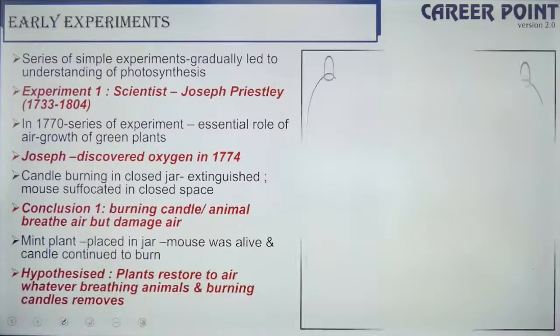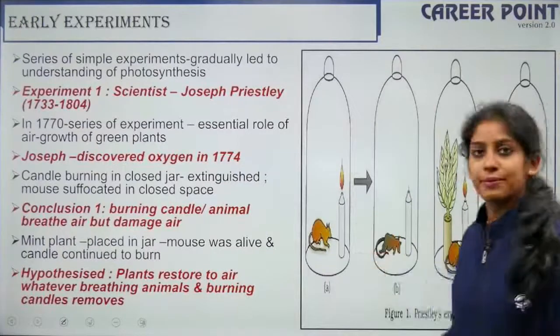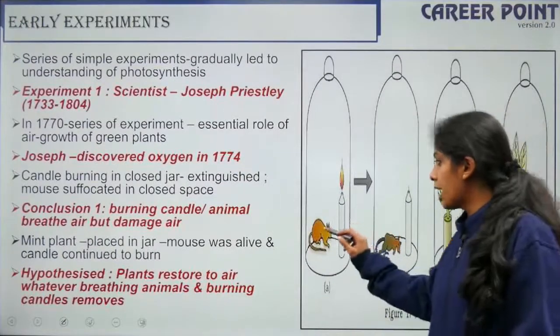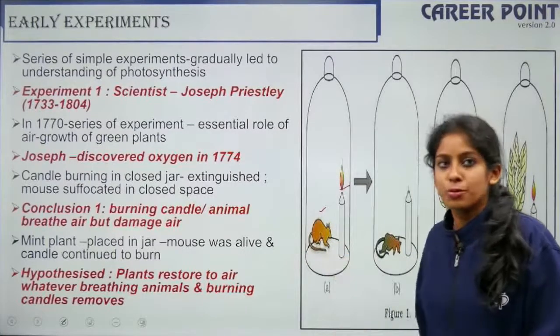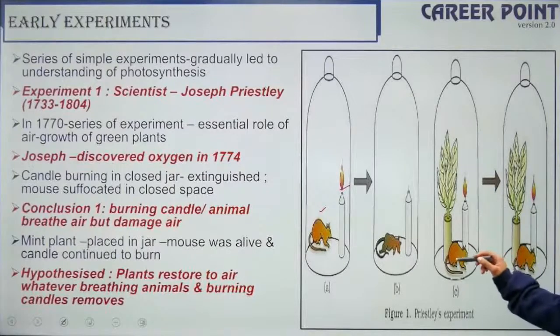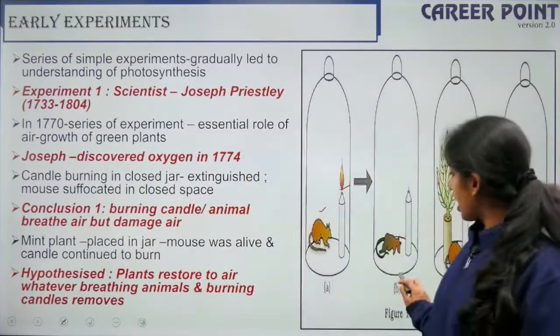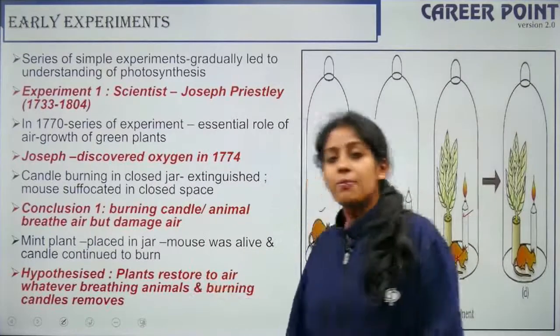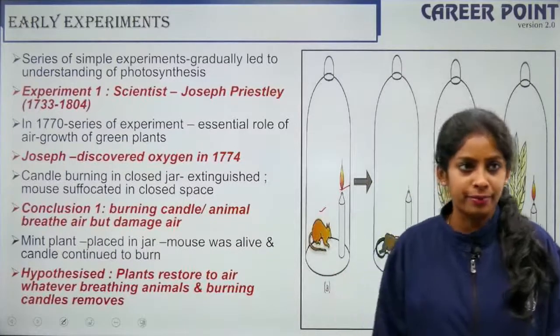So what did he exactly do? He took a jar, and inside the jar he placed a mouse and a candle. After some time, the mouse died and the candle stopped burning. So when he placed a plant inside the jar along with the mouse and the candle, the mouse continued to live and the candle continued to burn. So he gave a first conclusion saying the burning candle and the animal breathe air, but they also damage the air, right?